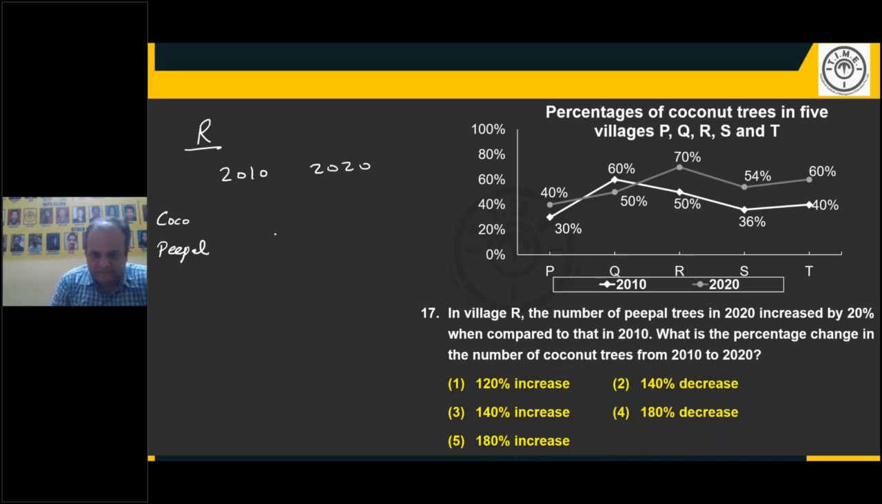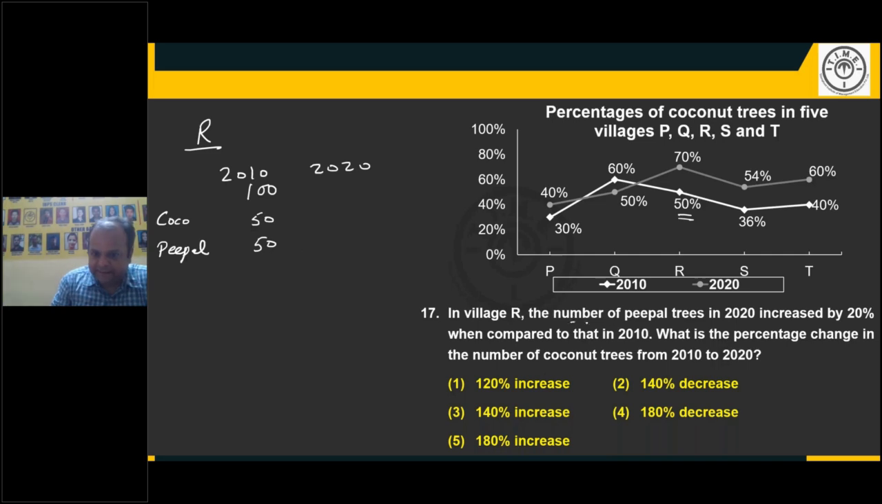So how can we approach this? It says in village R, the number of people trees in 2020 increased by 20% when compared to that in 2010. Let's say in 2010, they were 100, right? Out of which, if you look at the values, 50% are coconut trees. So we can say out of 100, 50 were coconut and 50 were people.